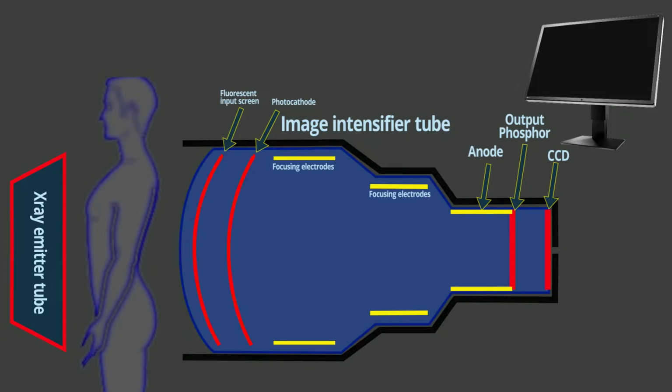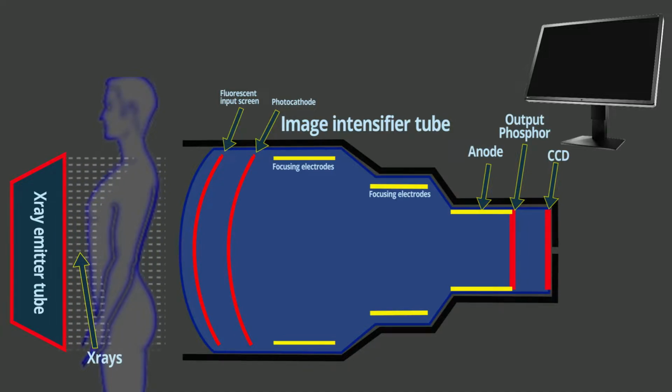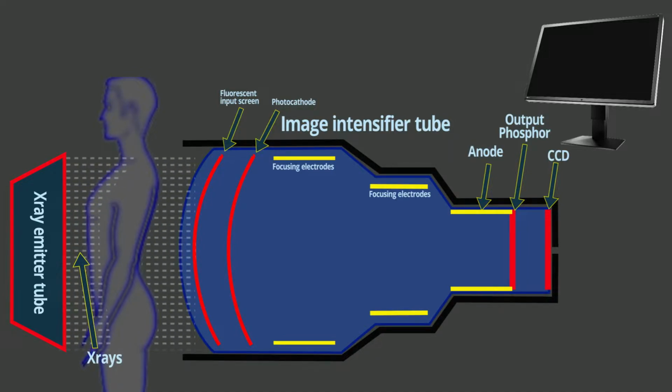The following is a description of the components and actions inside an image intensifier tube, which forms part of the fluoroscopy system in the radiography department. The X-ray photons are emitted by the X-ray tube at a low dose rate, since it is a continuous beam of X-ray energy being generated.